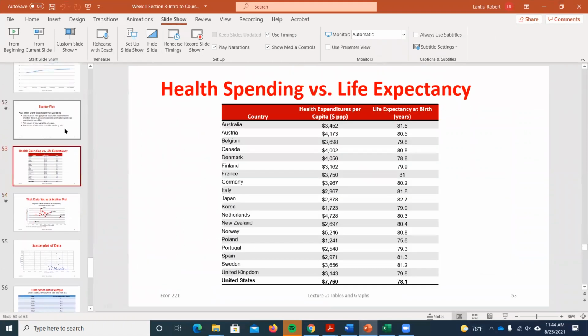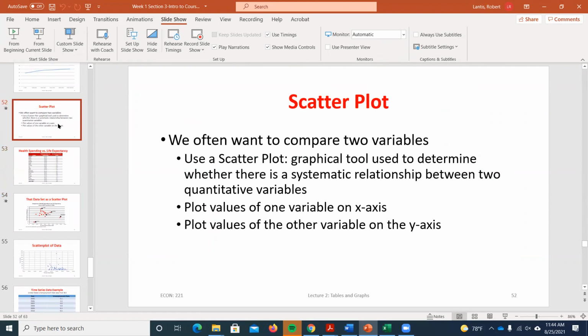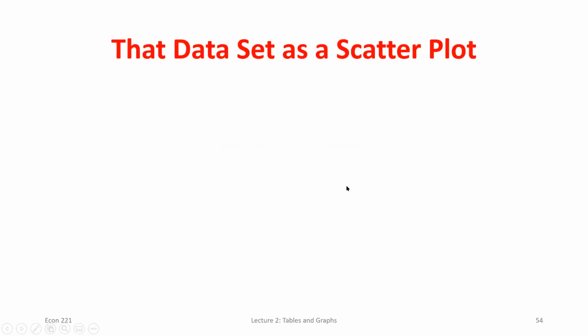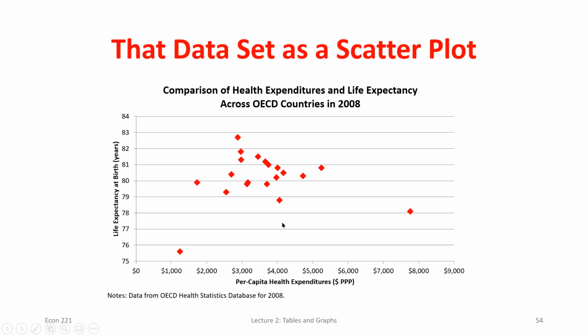So let's say I had a data set that looks something like this. I've got 2 different variables, health expenditures per capita and life expectancy at birth. And I might want to know what's the relationship between these 2 variables. Well, I can create a scatter plot in Excel. That's going to look something like this.